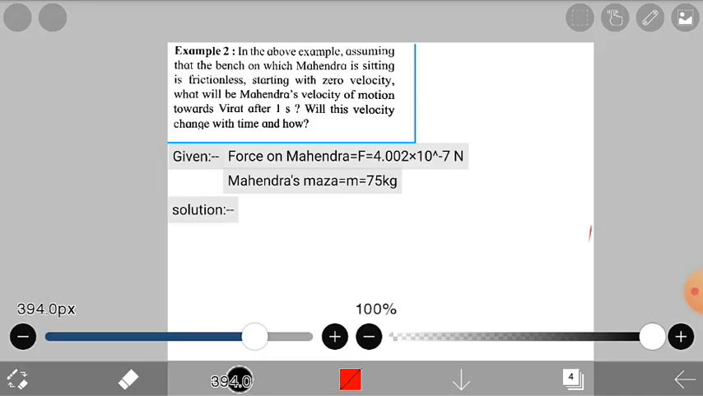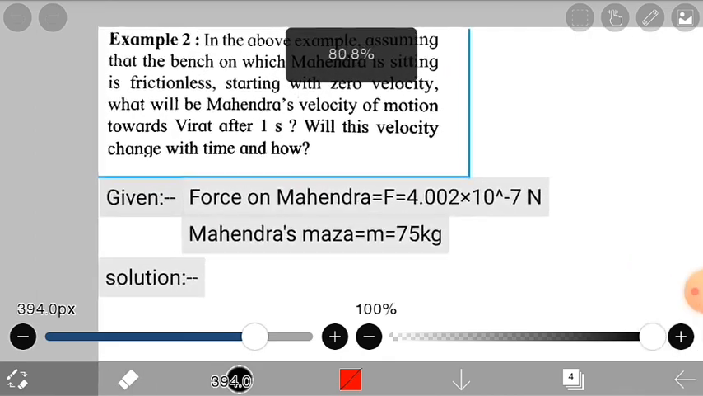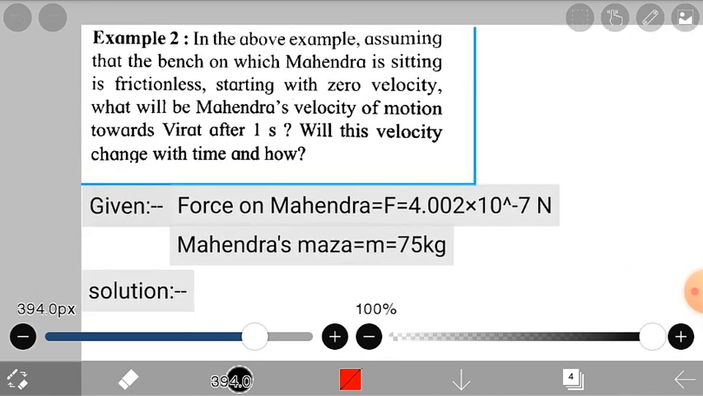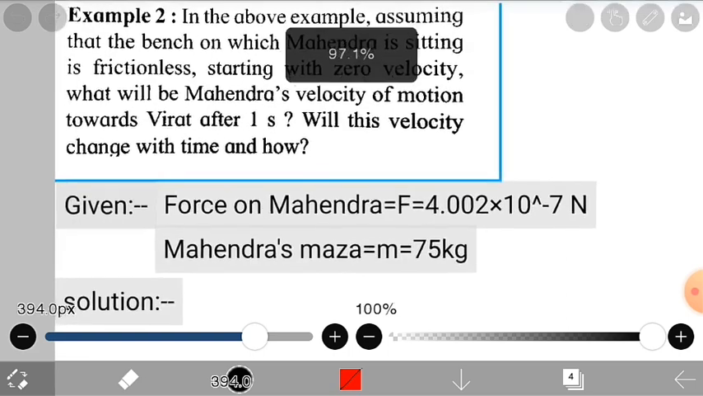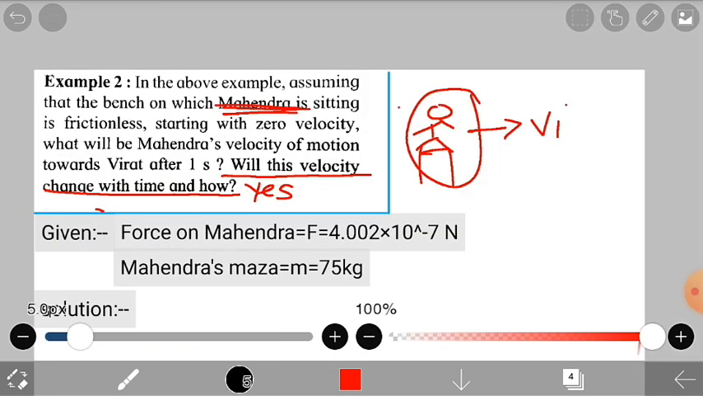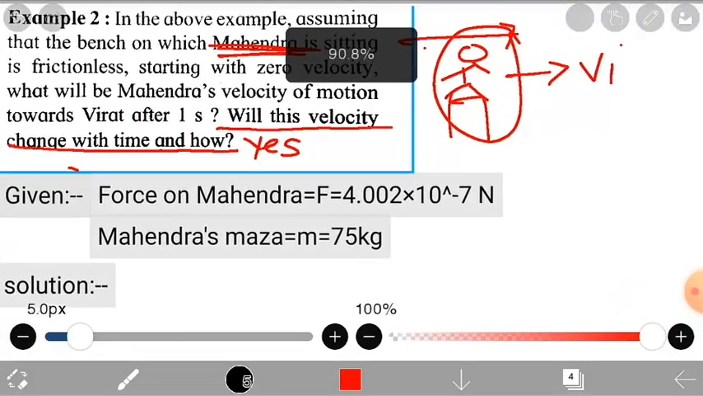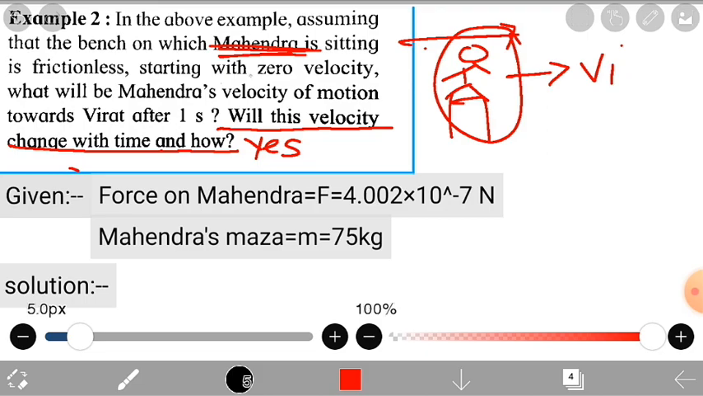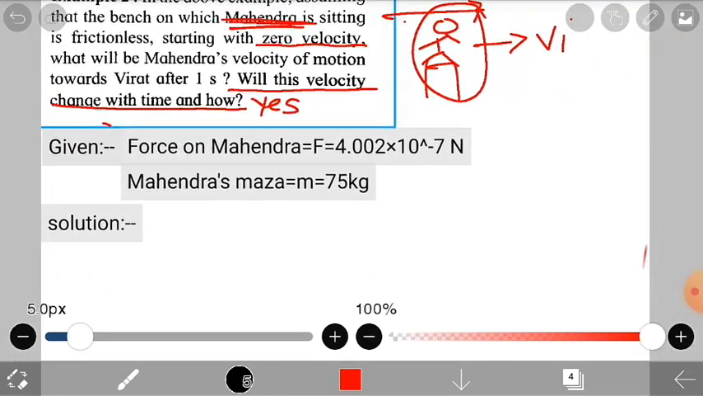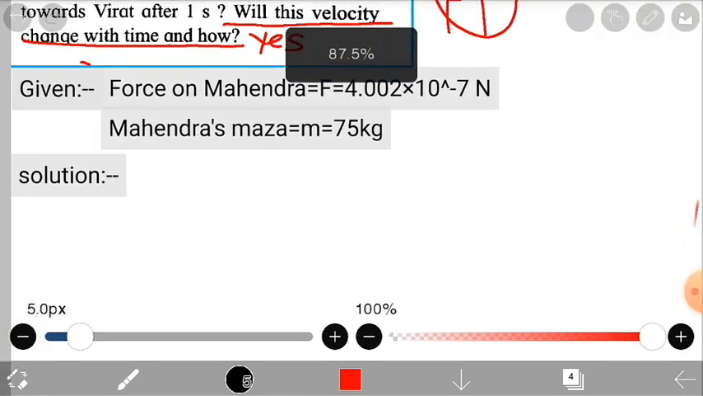In the above example, assuming that the bench on which Mahendra is sitting is frictionless, starting with 0 velocity, what will be Mahendra's velocity of motion towards Virat after 1 second? Will this velocity change with time, and how? The gravitational force acting on Mahendra will change its speed, and therefore the acceleration also changes, due to which the velocity will change from 0 to something different. So we will calculate here.